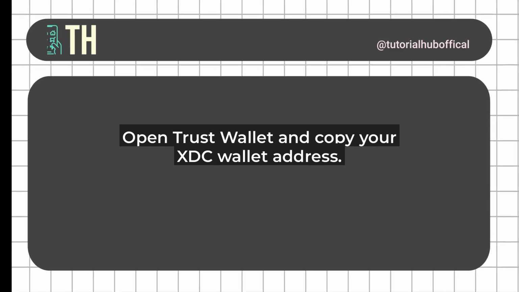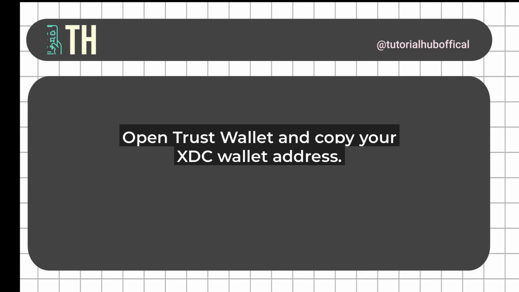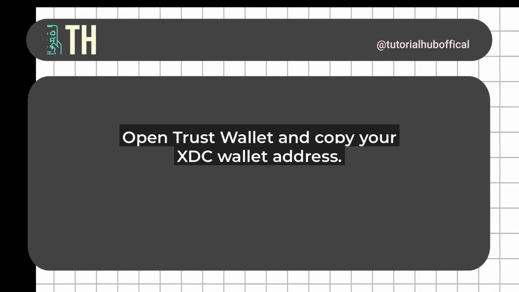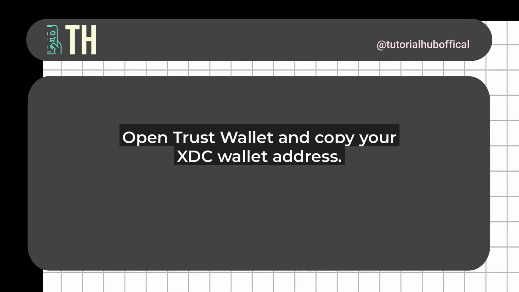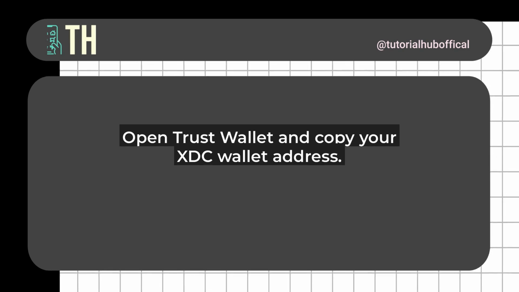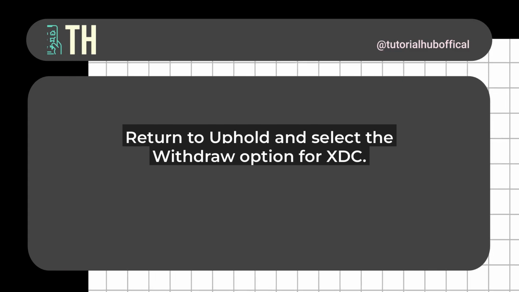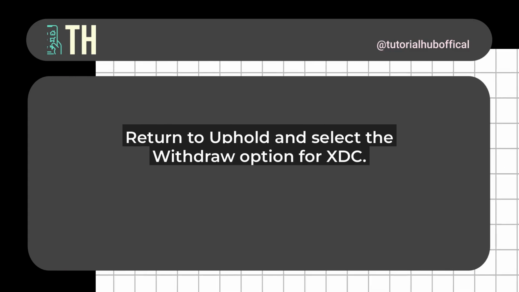Let's get started. First, make sure you have both Uphold and Trust Wallet apps or websites open. Start by logging into your Uphold account. Once you're in, navigate to your dashboard and find the XDC asset. It's usually listed under your wallet holdings. Click on XDC to select it.